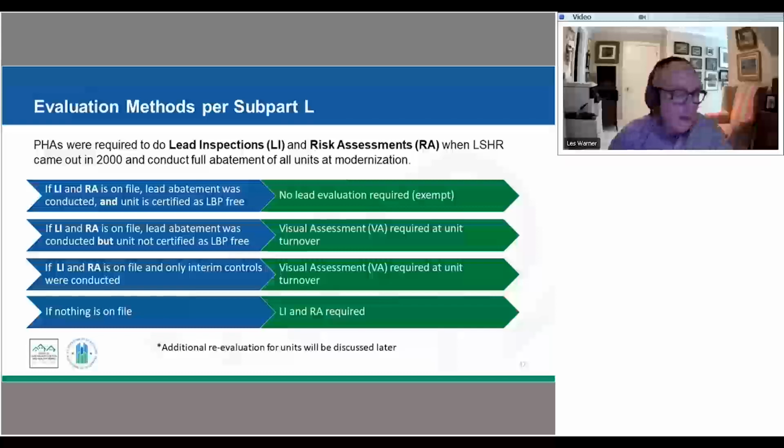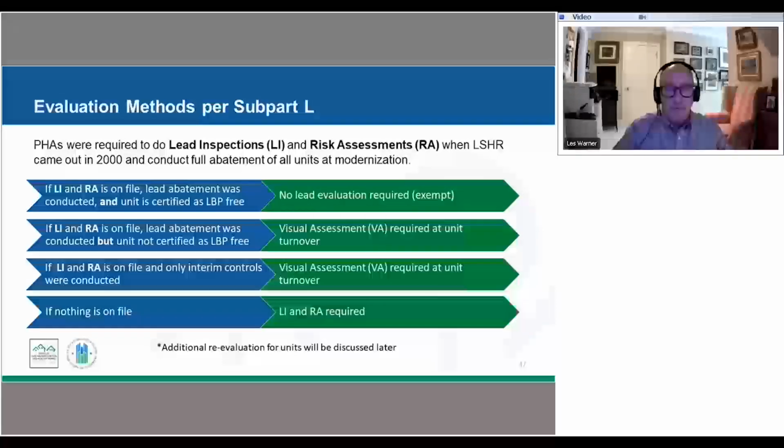I know in one of the trainings I did, we had a public housing agency that said, for their one project, this full lead inspection and risk assessment had been done. They had determined that the only thing that included lead in any of these units were the front doors. All front doors were replaced. They had done clearance, and they now had a certification that these units, including the common space, were lead-free. So they would have this information on file, and no further lead evaluation would be required.